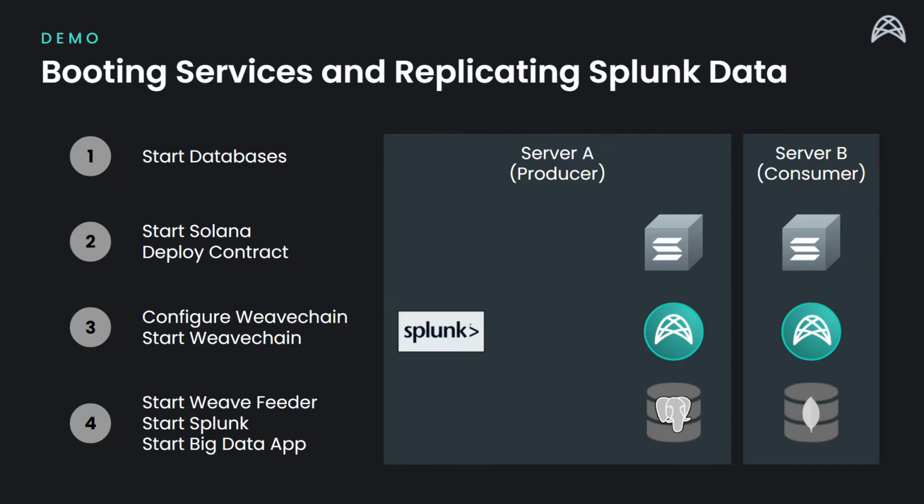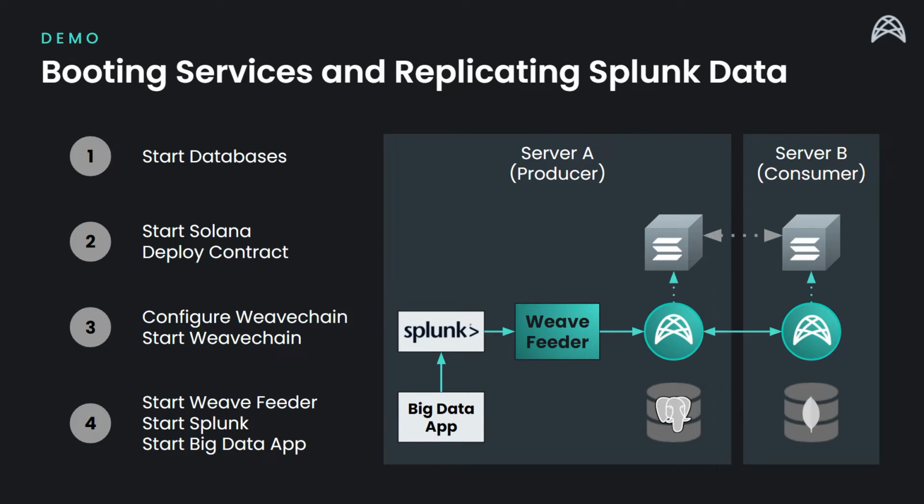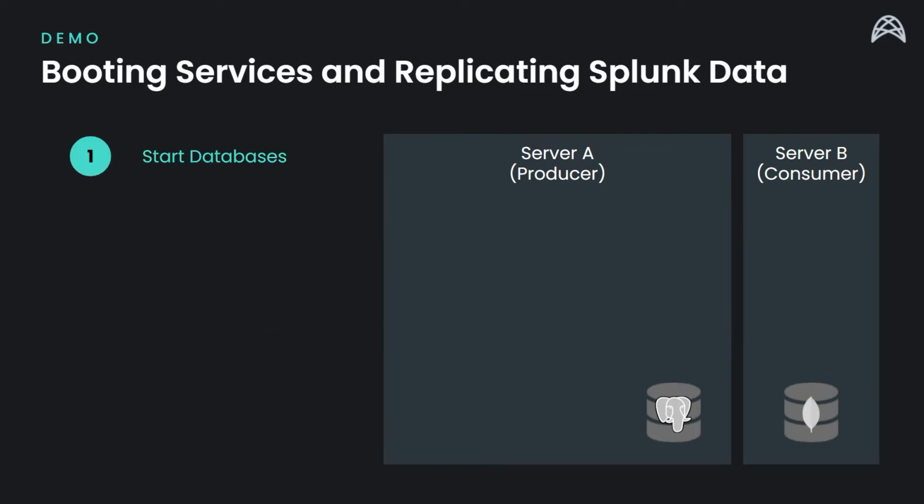Splunk is the real target here, but we have a mock big data app that is generating the logs, and we have a feeder app that knows how to listen to Splunk and write to our node. When they're all running, data will flow to our Weavechain node, which establishes all of our network blockchain goodness, and then the nodes on each server will write to their local databases. And now on to the action.